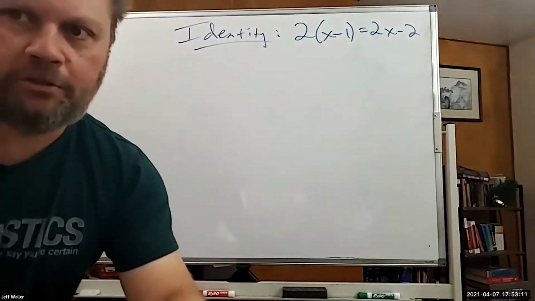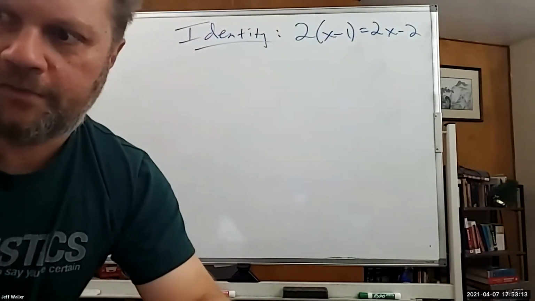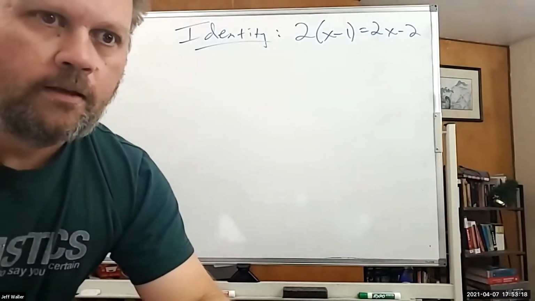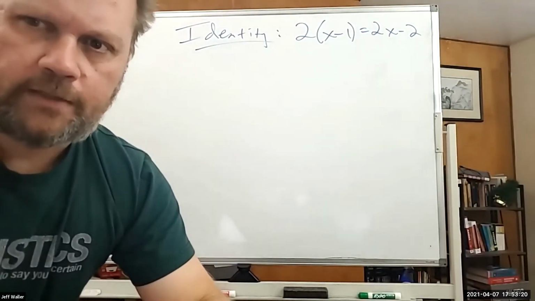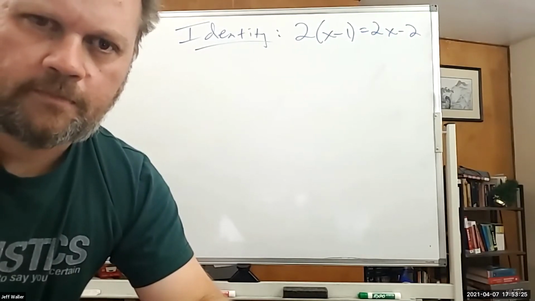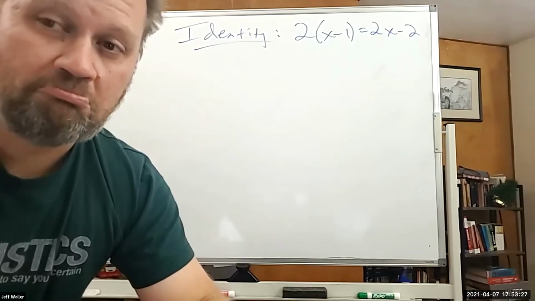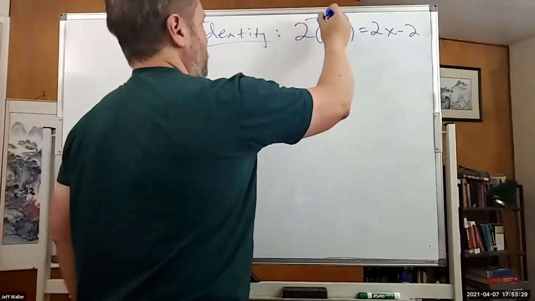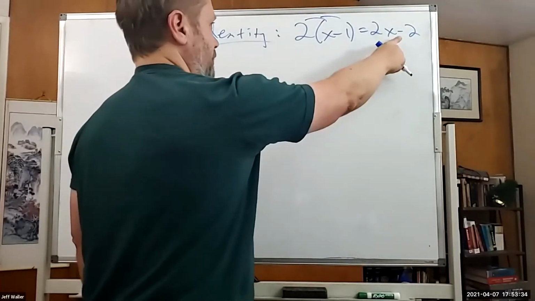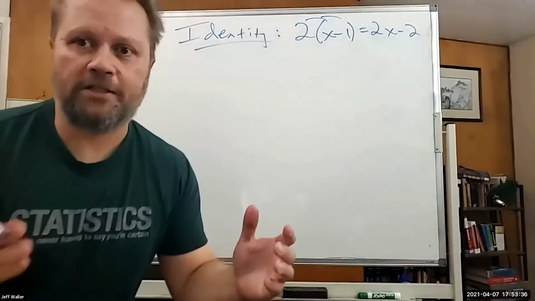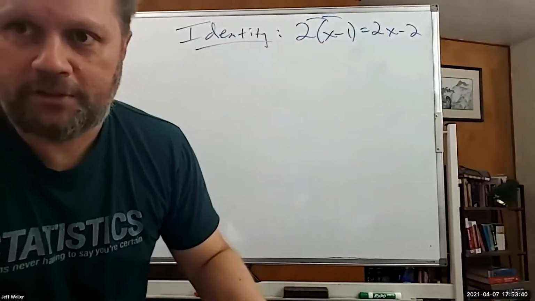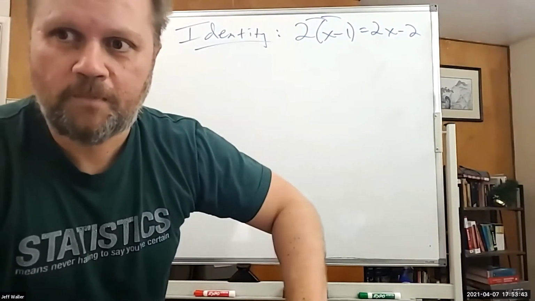Is that only true for certain values of x? Oh yeah, Charles, you're right. That's another identity. I love it. Is that only true for certain values of x? What do you get when you distribute this? Same. It's like a demonstration of the distributive property. So this is an identity. The solution is all real numbers, right?